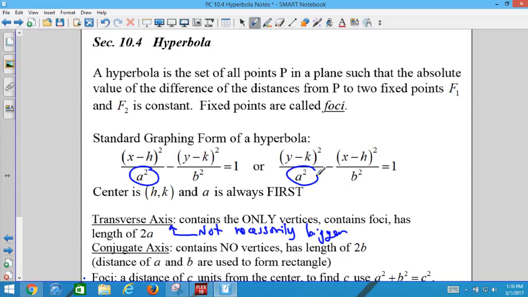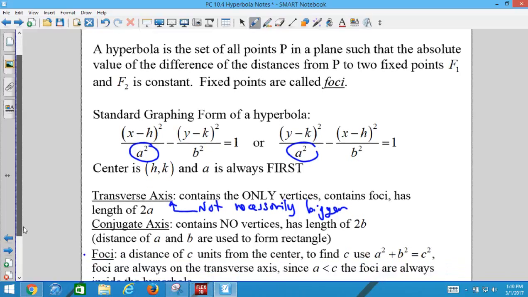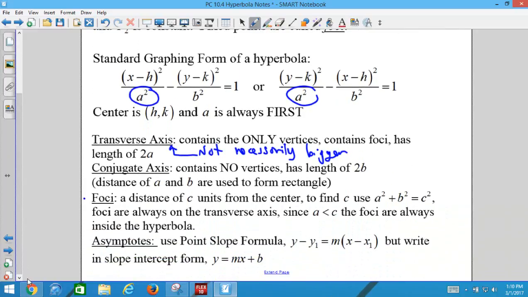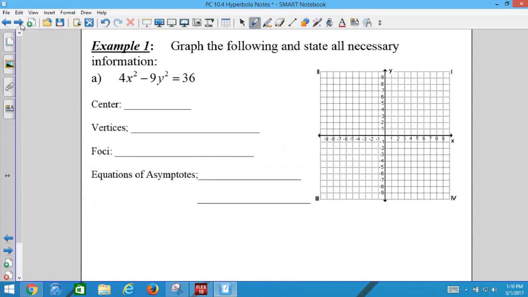Okay, so all of this is in your notes, so if you forget something that we talked about, you can go look it up in the notes. I told you the foci have a different equation to get c squared. Since the ellipse has a minus sign, now the foci have a plus sign. It just switches. I will show you how to do the asymptotes today. We're going to use point-slope formula, but then we're going to change it into slope-intercept form. That's all written here, but I'll show you how to do it with the examples.